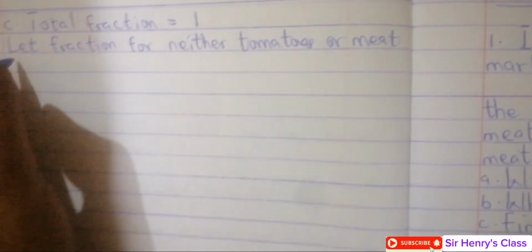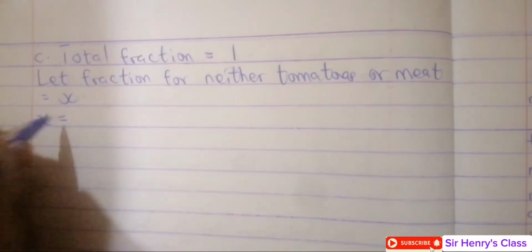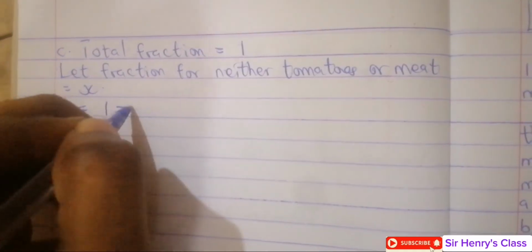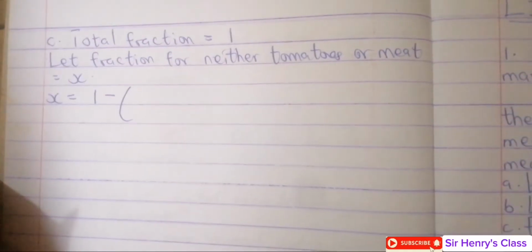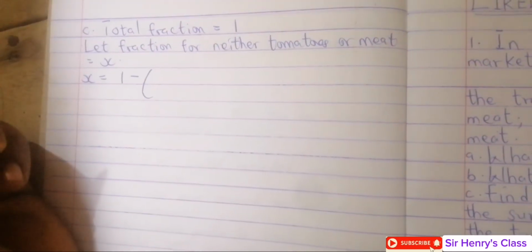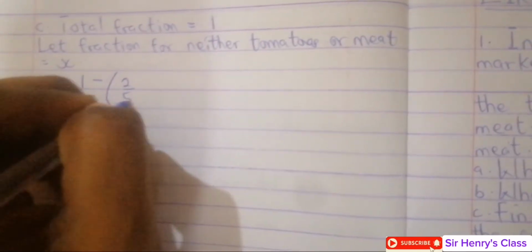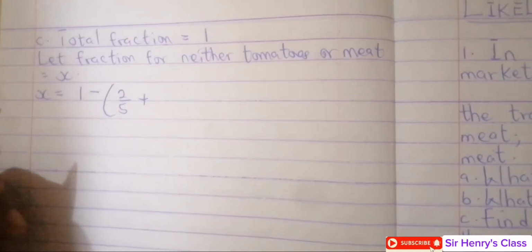So we'll say let the fraction for neither tomatoes or meat be equal to x. So x represents that. So we'll say x is equal to the total fraction 1 minus, then let's open brackets. The first thing there will be tomatoes only, and those who sell tomatoes only is 2 over 5. So 2 over 5. We add all that and then we subtract it from 1.